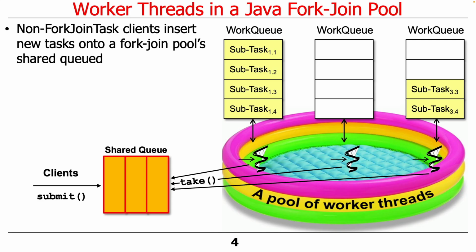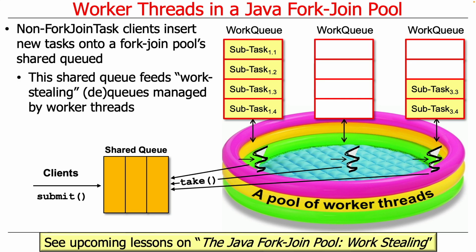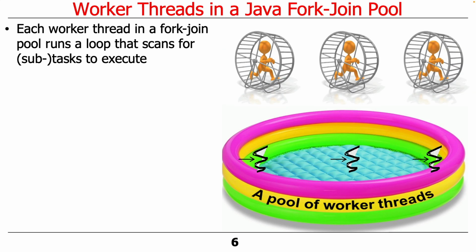So first thing to keep in mind, non-fork join task clients, which are the guys on the left, will insert new tasks into the fork join pool's shared queue so it can get into the pool and start to do its thing. This shared queue here feeds the work-stealing deques, double-ended queues, that are managed by a pool of worker threads. Now remember, worker threads are actually Java platform threads. They have stack, they have state, they have plenty of horsepower to do the work.